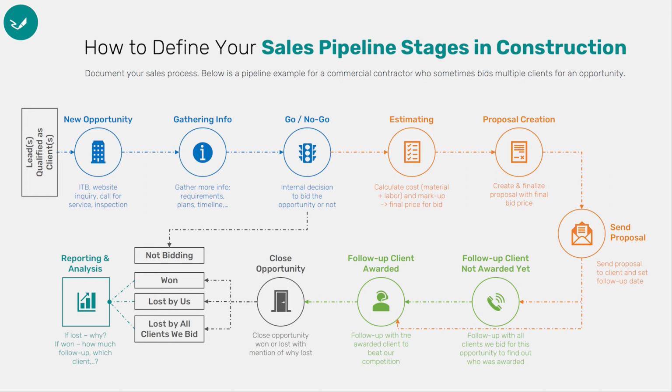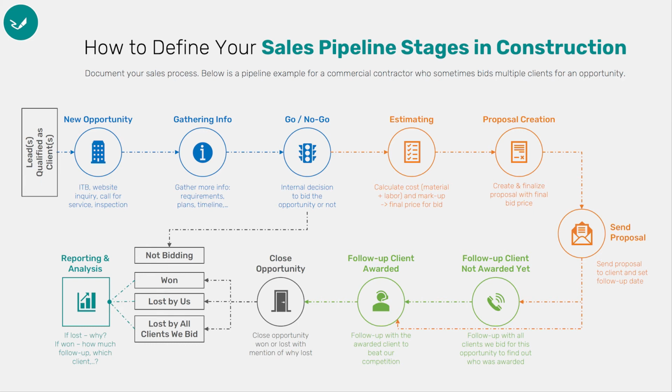Now, once your proposal is out the door and in your client's hands, the follow-up stages come in, and we like to separate opportunities in follow-up in 2 stages. If you bid multiple clients for an opportunity, then it should be in a follow-up stage, client not awarded. We do this because your follow-up message or question is different at this stage. You will be calling or emailing these clients to find out which one of them got awarded the project.